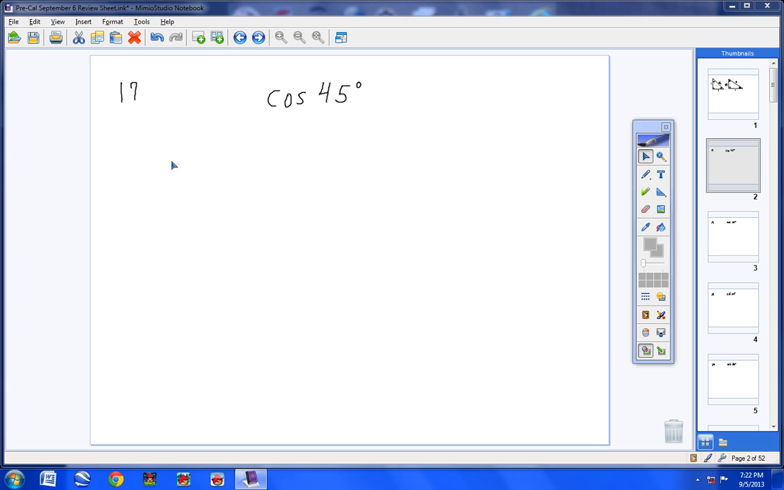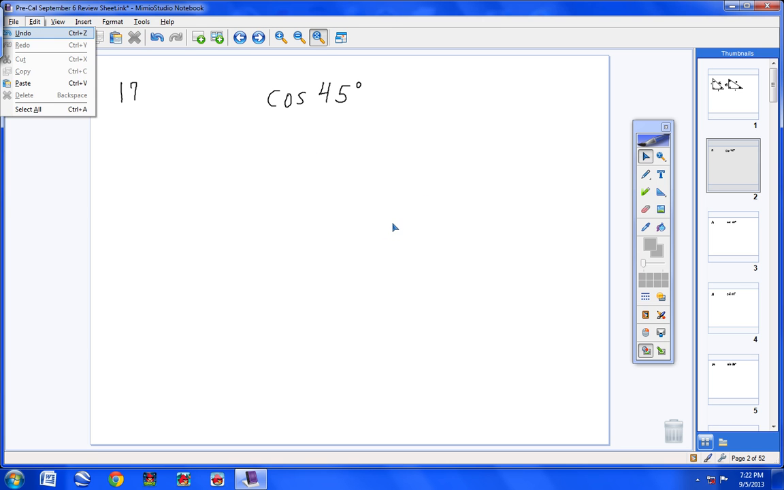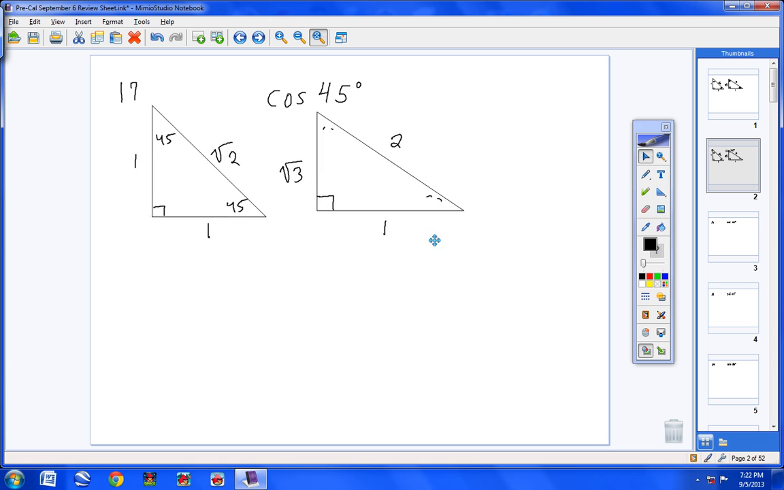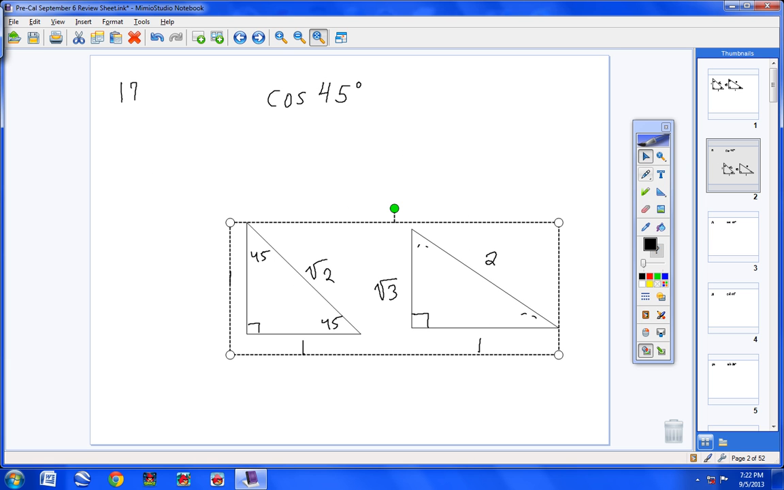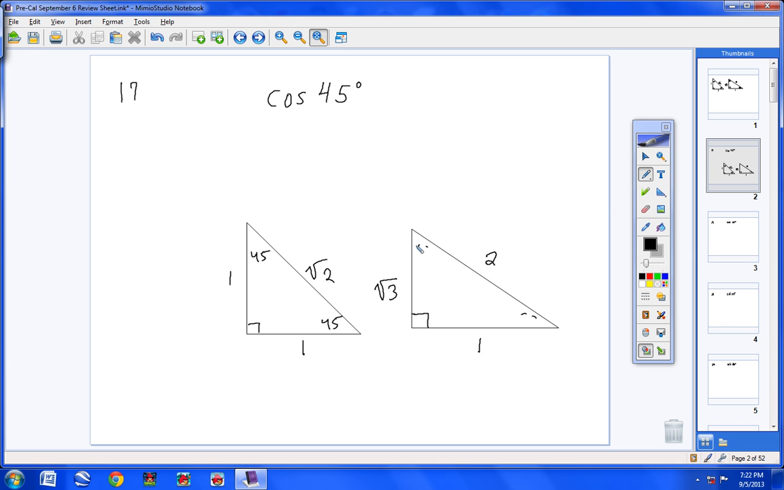The first section is section 17 through 27 odd. Find the exact value of the function, cosine of 45. We're going to use our special triangles, which should pop up here in a second. There we go. This is a 30 and this is a 60.